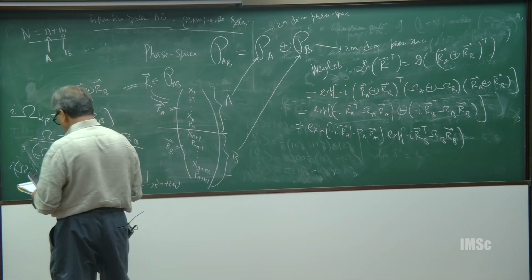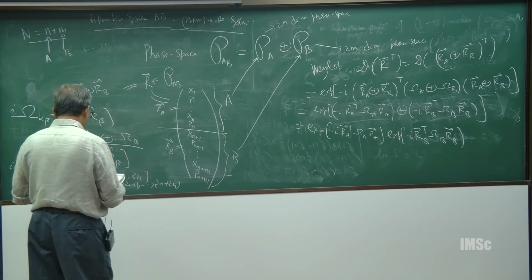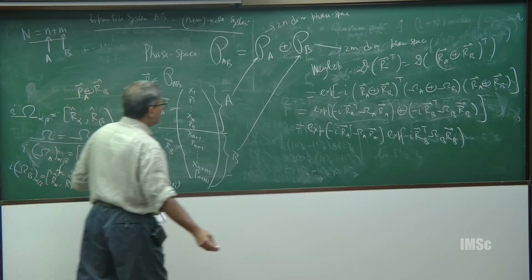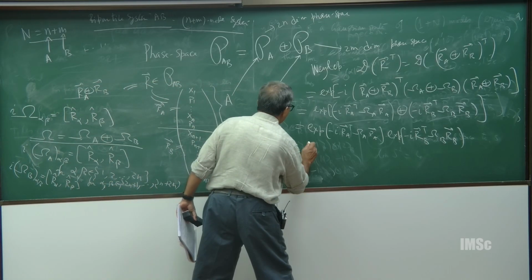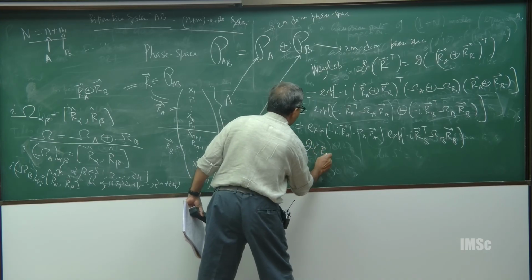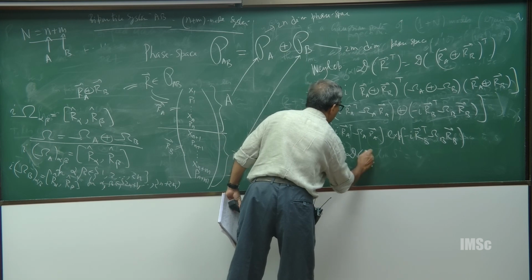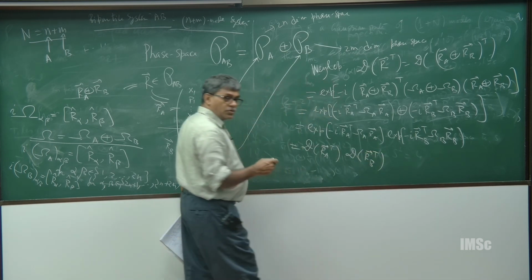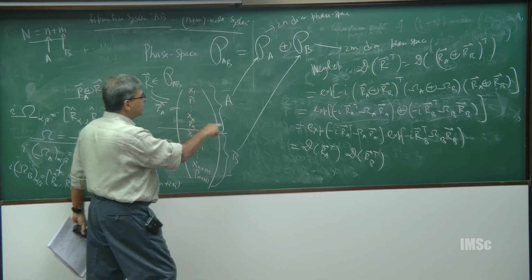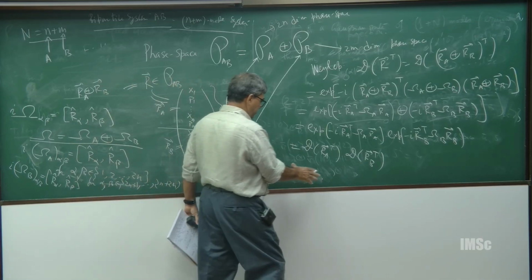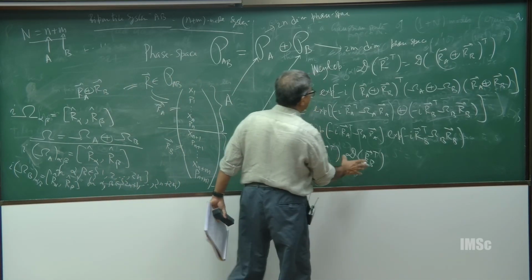Okay, good. So this is basically your D of R A transpose D of R B transpose, right. So your Weyl operator gets factorized like this.